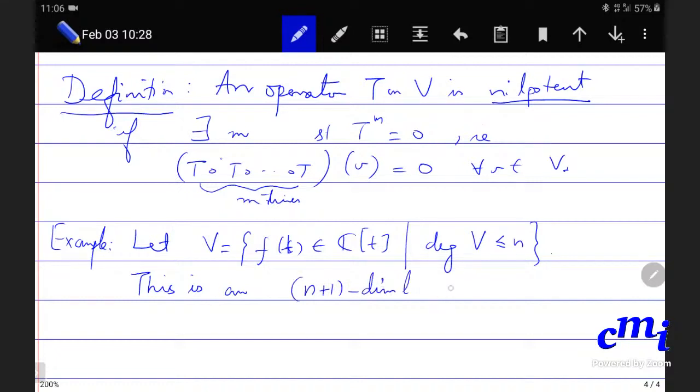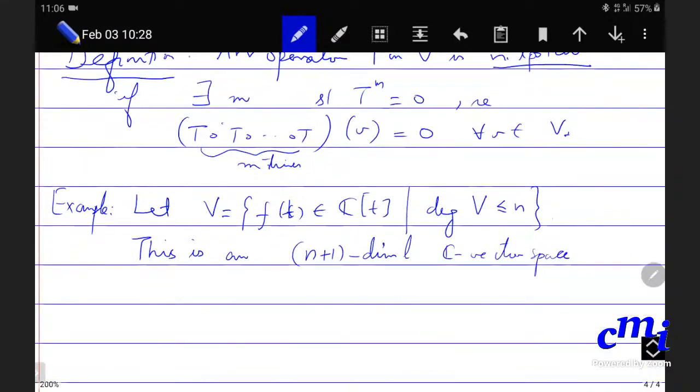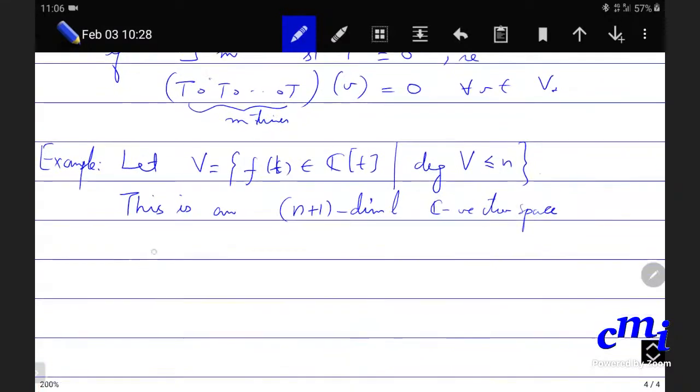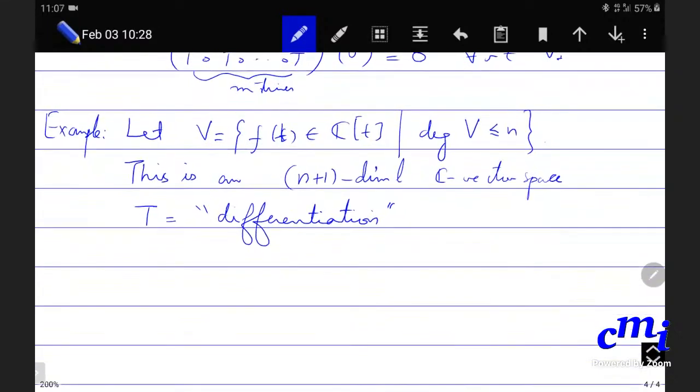Then the n plus 1 dimensional complex vector space. Hopefully you've seen this example earlier. On this I define T to be differentiation. So what does T do to a monomial?